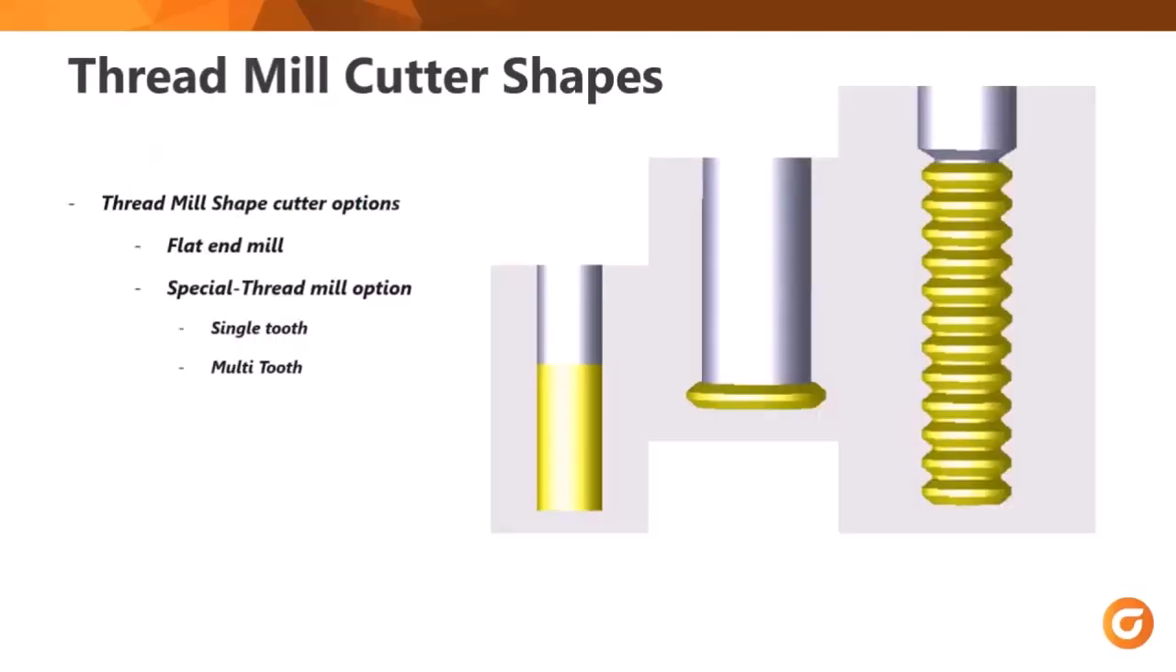The main cutter shapes you have here are the flat end mill, and then two types under the special thread mill option, which is a single tooth and a multi-tooth cutter. So these are the three shapes that you'll see and the ways that they'll view when you're looking at them.